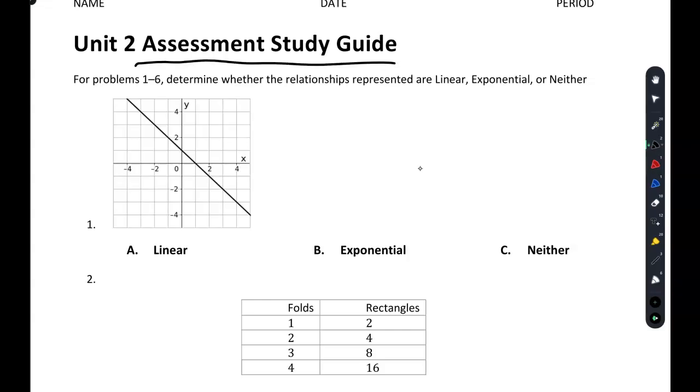Today we're looking at the Unit 2 Assessment Guide. For problems 1 through 6, we want to tell whether the relationship represents a linear, exponential, or neither.